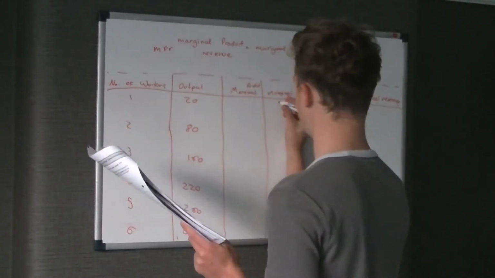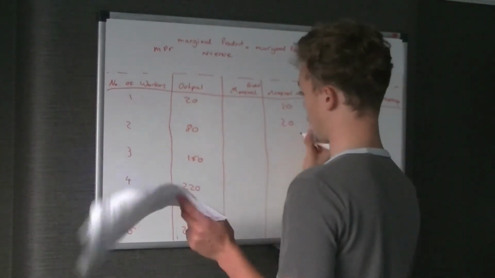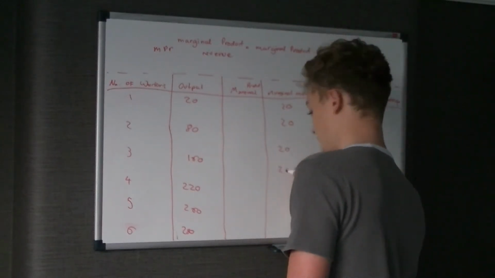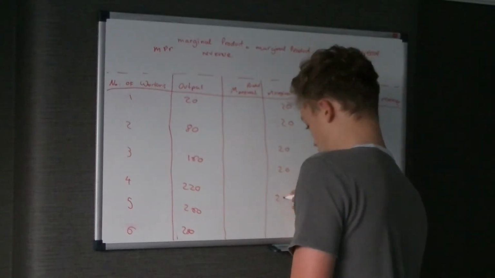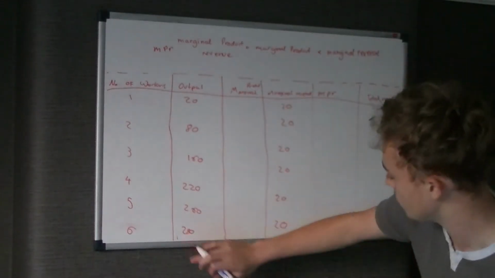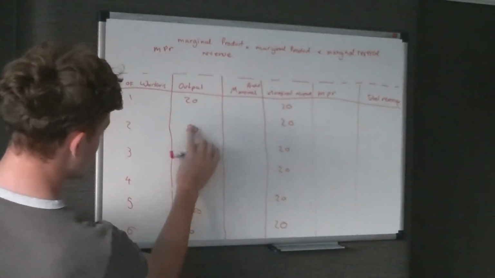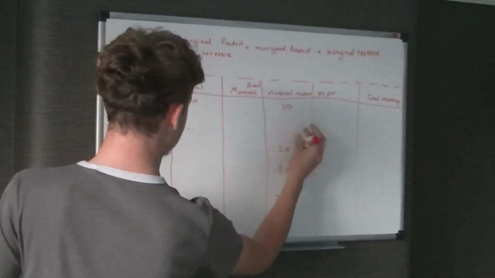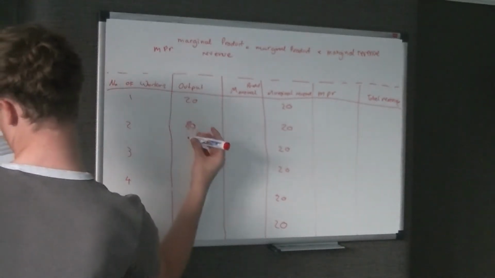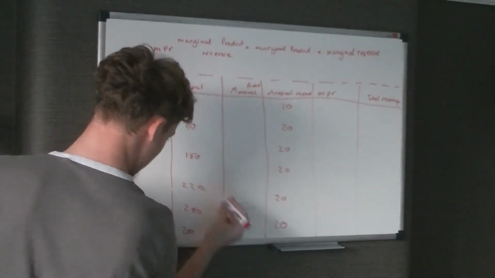You're given the marginal revenue as 20 for each worker. So it's 20 at 1 worker, 20 at 2, 20 at 3, 20 at 4, 20 at 5, and 20 at 6. Those are the three columns that we're given. This should line up, maybe not perfectly, so I'll try to line them up as best I can.